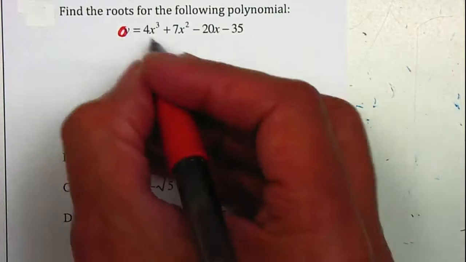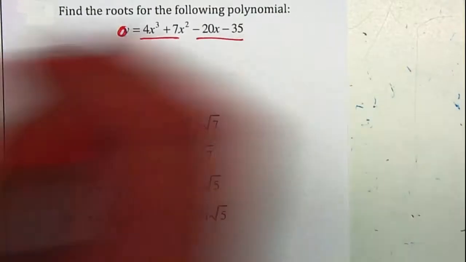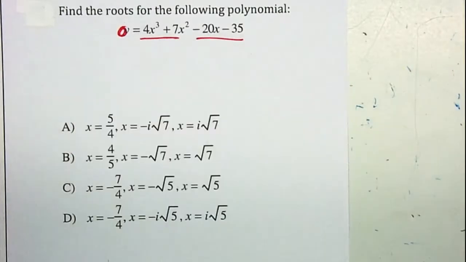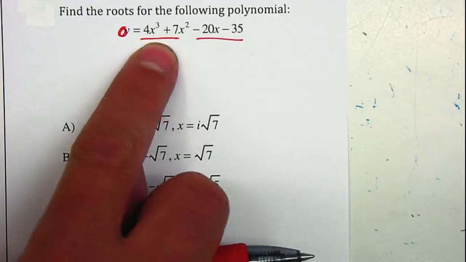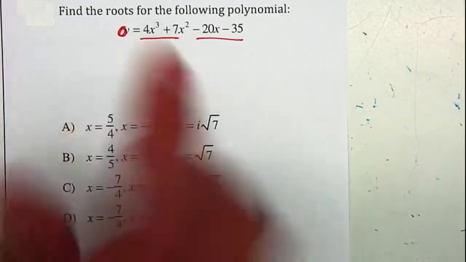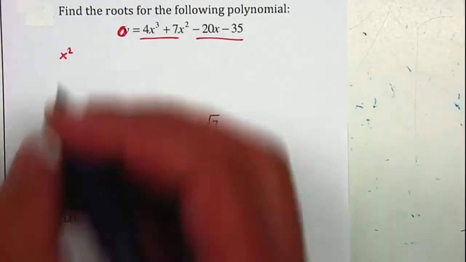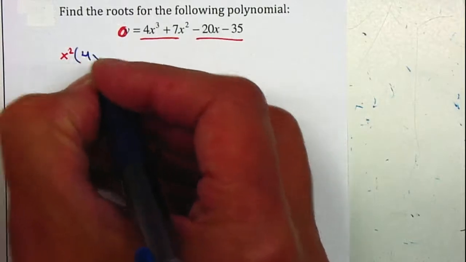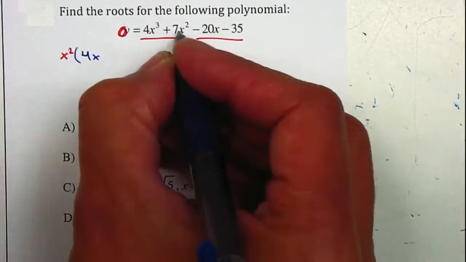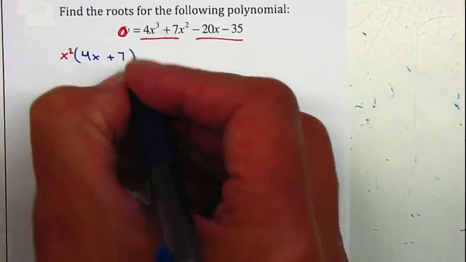We have 4 terms, so we're going to factor it by grouping. I'm going to group the first 2 and the second 2. What can I factor out of the first 2? I can factor out an x squared, and what's left behind will be 4x, and x squared multiplied by what gives me 7x squared will be plus 7.